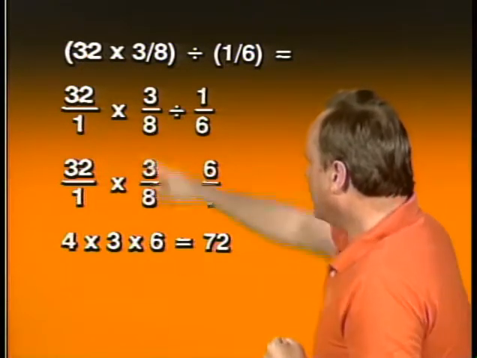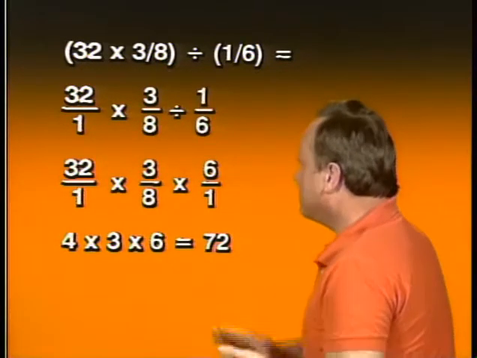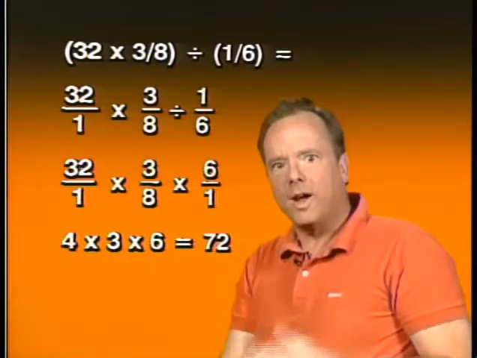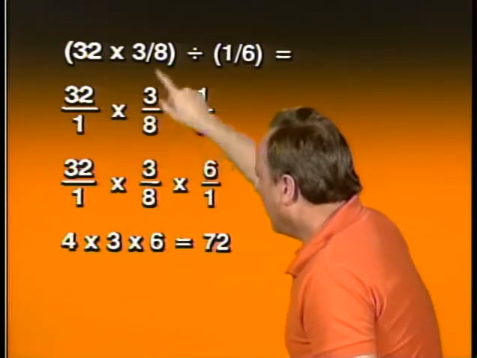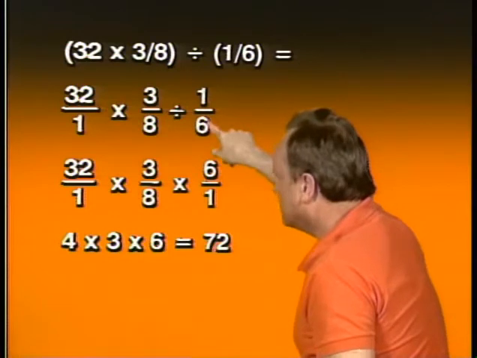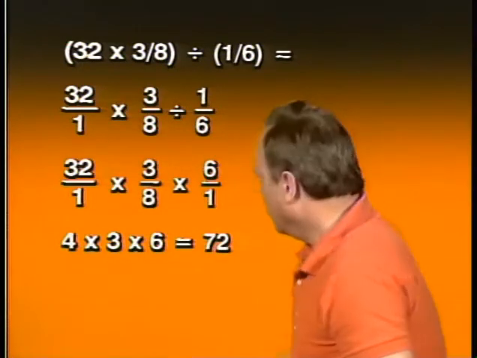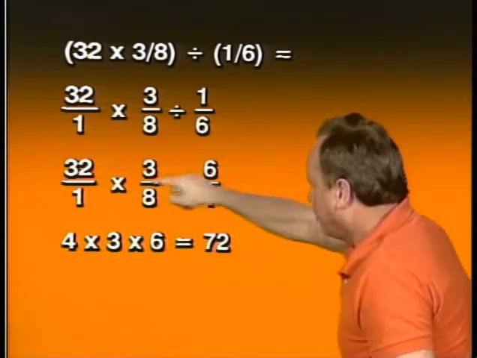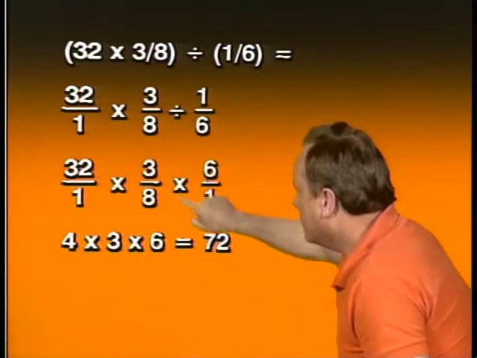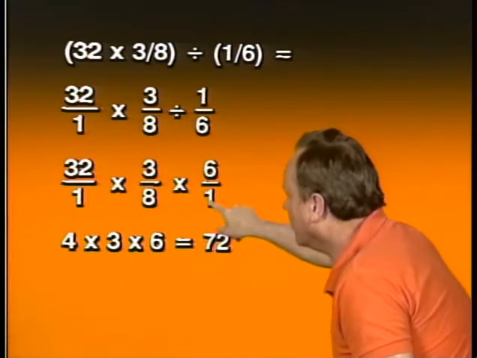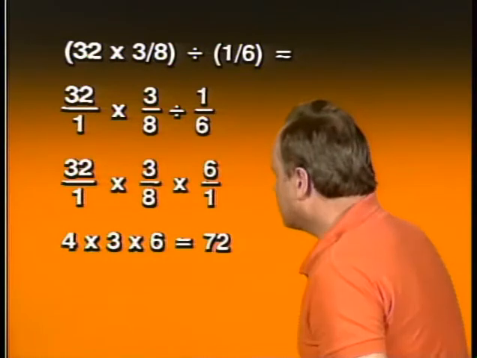And this time we get 32 times 3/8 divided by 1/6. You got it. Let's make them all fractions. 32 over 1 times 3/8, still divided by 1/6. What are we going to do with that division? You've got it. Flip it. Now it's 32 over 1 times 3/8, this time times 6 over 1. Now we can get rid of a few things. Let's take a look at it.